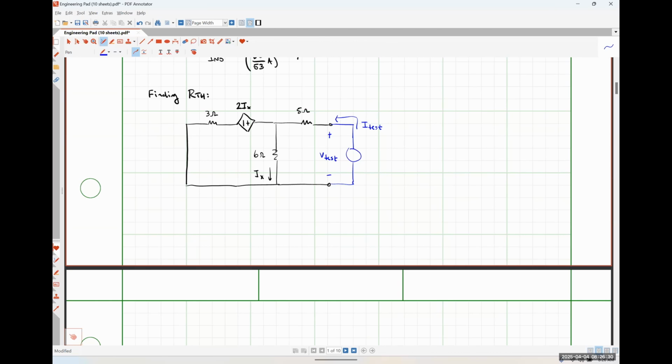So I want somebody to just choose a voltage value. 1 volt, okay? Positive polarity on top or positive polarity on bottom? Top or bottom? Top, okay. So here's our 1 volt test source. And now our goal is to just figure out what that current I test is going to be. So what circuit analysis technique do you guys think would be the most useful here?